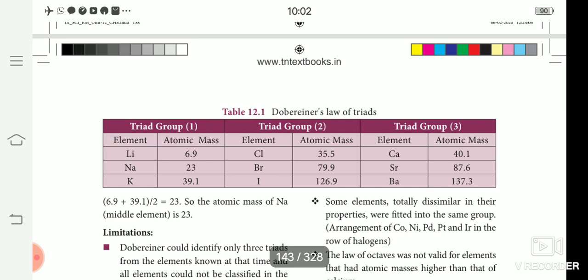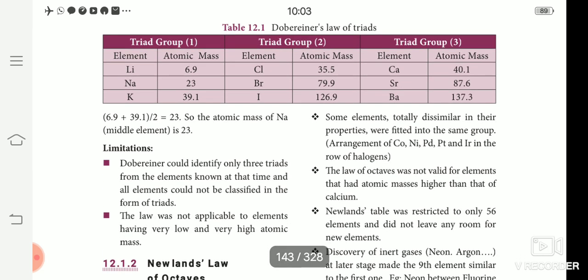So this concept, the Dobereiner triads law, arranges elements in ascending order of atomic mass, with each group containing three elements. This is Dobereiner's law. Then, the limitations of Dobereiner's law.